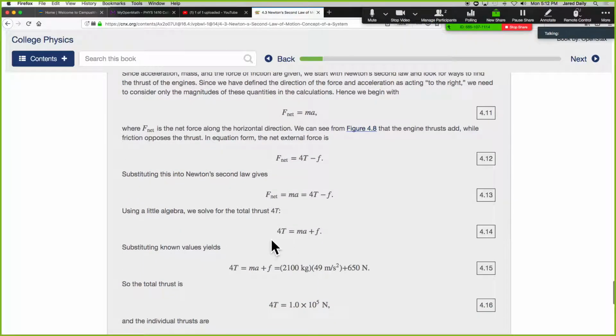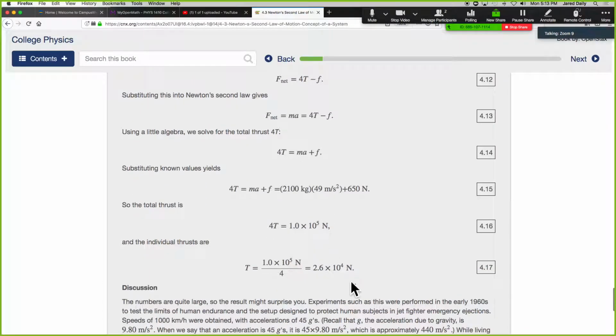And then we solve that, and we're trying to figure out what the thrust is, because they've told us the acceleration. We figure out what the thrust is by getting the thrust on one side, dividing by 4, and we get this 2.6 times 10 to the 4th newtons, which is big, but remember, newtons are small, so you'd expect big numbers for things like rockets.